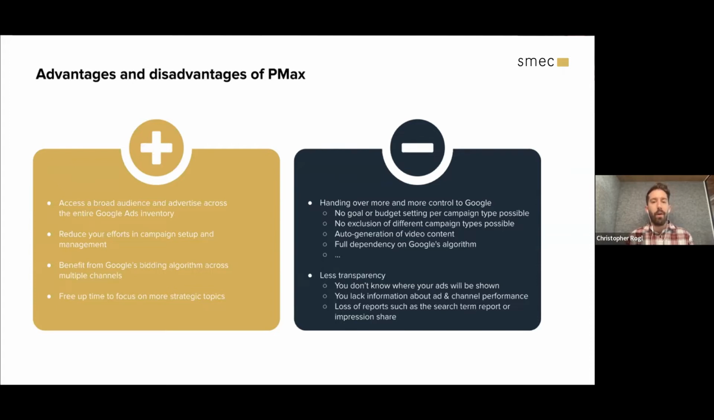The same applies for goal settings. And you also lack possibilities in regards to exclusions. That means you do not have the possibility to exclude certain ads from being shown. So you do not have the possibility to exclude video ads from being shown. And it is up to Google to decide whether or not your target audience can be reached by that.